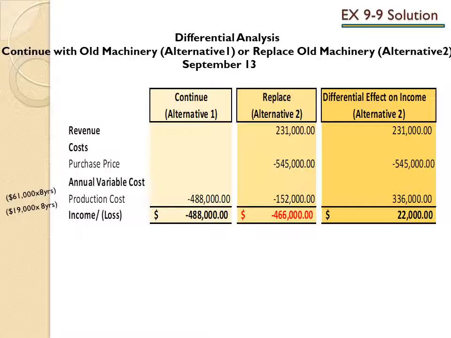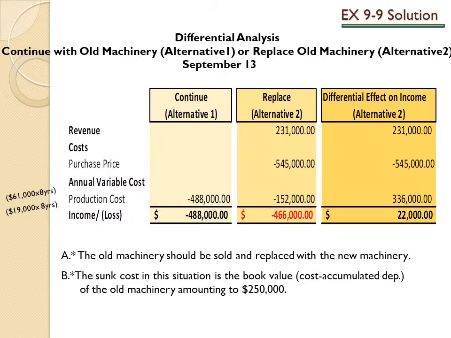So overall, the differential effect on income if we were to choose alternative 2 is $22,000. The decision is that the old machinery should be sold and replaced with the new machinery. The sunk cost in this situation is the book value, or cost minus accumulated depreciation, of the old machinery amounting to $250,000. The analysis normally focuses on the cost of continuing to use the old machinery versus replacing it, thus book value is irrelevant.